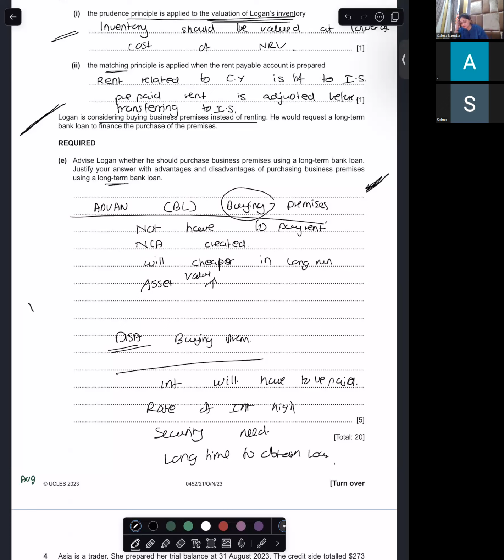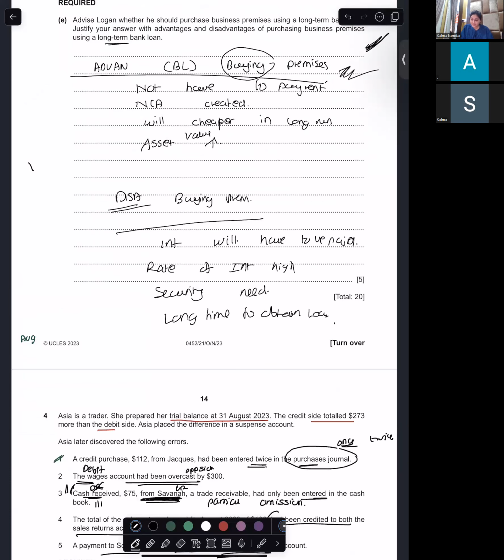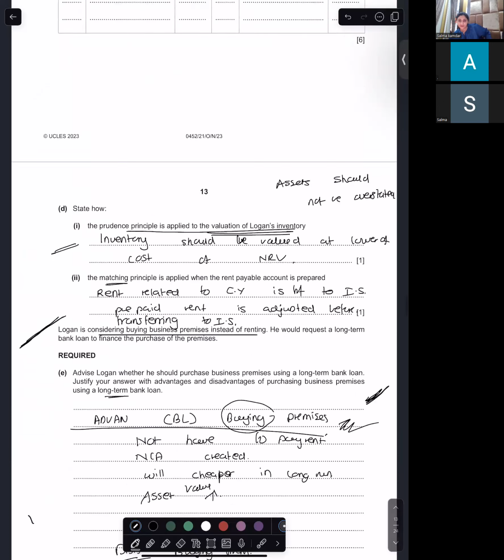So what do you think? Should he take a loan and buy premises or not? Yes, he should. Buying premises is always good because in future the value of the asset will increase. So he should buy the premises even if it is by taking a bank loan. So with this I complete October November 23 paper number 21, question number 3 with you.